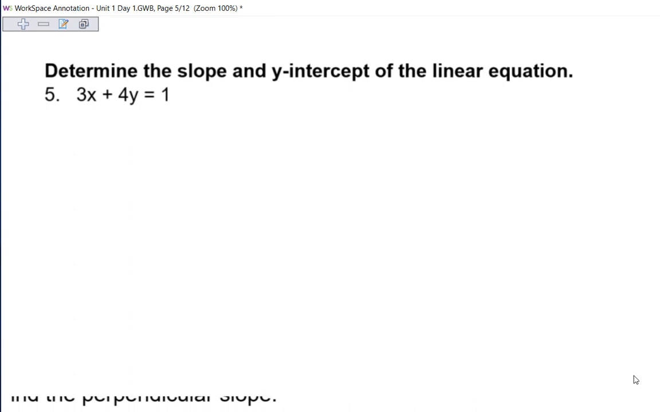Now determine the slope and y-intercept of the linear equation. This one is in standard form. If I want to figure out the slope and y-intercept, what would I have to do with this equation? Put y on one side. If I want the slope and the intercept, I need to get it in slope-intercept form, y equals mx plus b. That's my goal, so I have to get the y by itself. What would be the first step? Subtract the 3x from both sides.